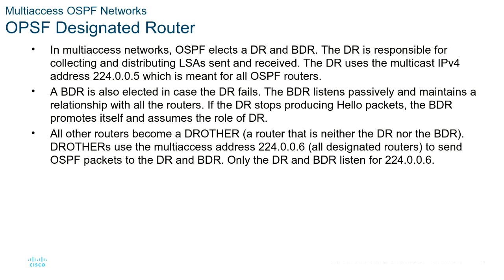It's such an important function that a backup is elected. He listens in the background. He maintains the same databases. If the DR stops working, which means he doesn't send out hello packets anymore, the BDR will promote himself and assume the role of the designated router and stay that way, even if the original designated router comes back online.